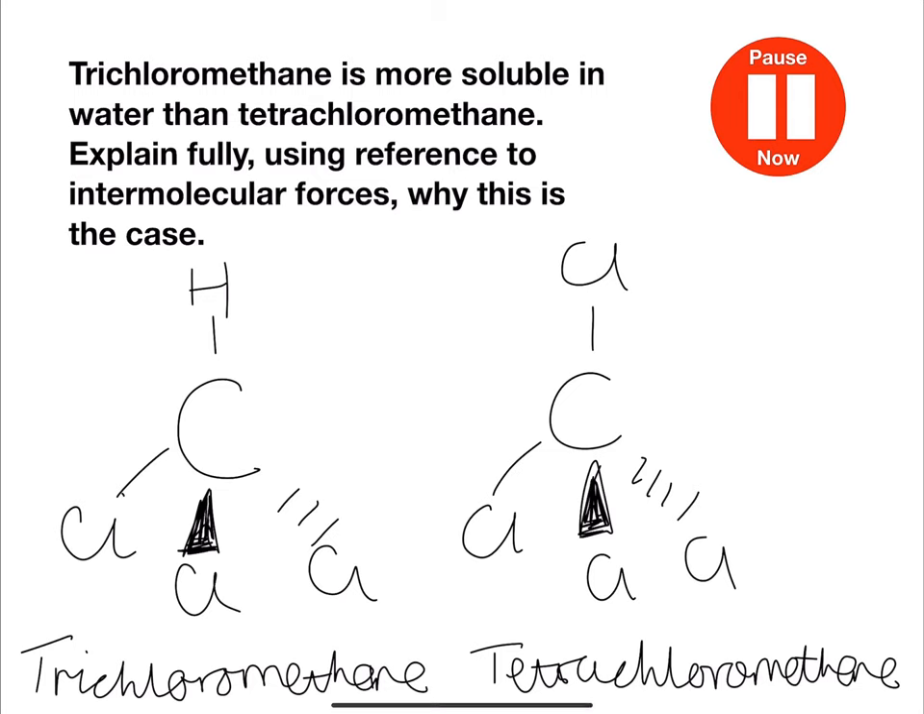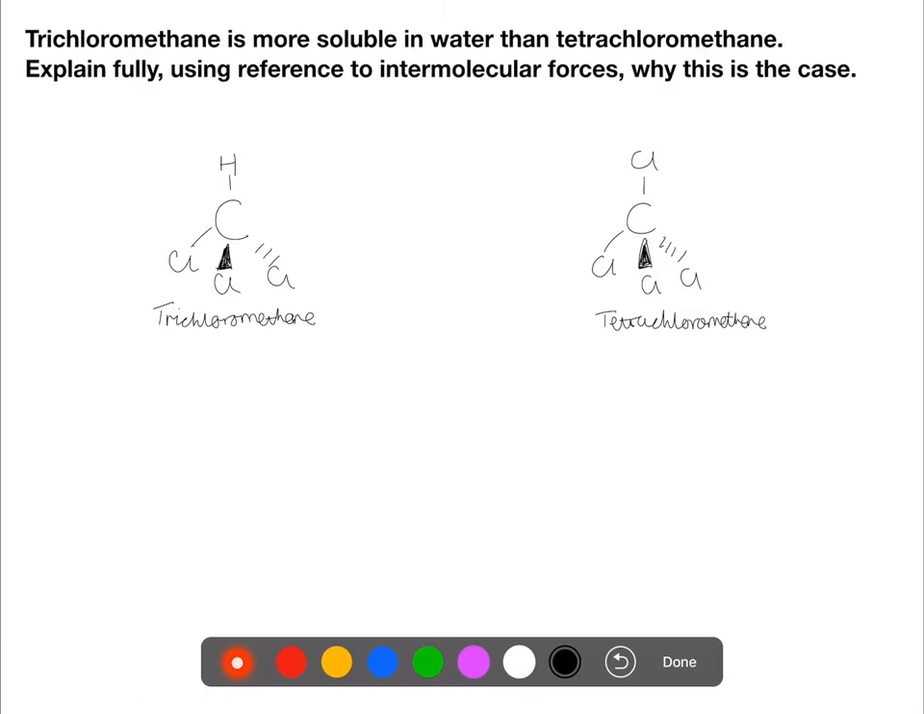Pause the video now and try and answer this question. Okay, the first thing we need to have a look at is the bonding in each of the molecules. Each of the molecules contains carbon to chlorine bonds, which are polar bonds. However, if we have a look at the arrangement of these bonds, we can see how the molecules differ.